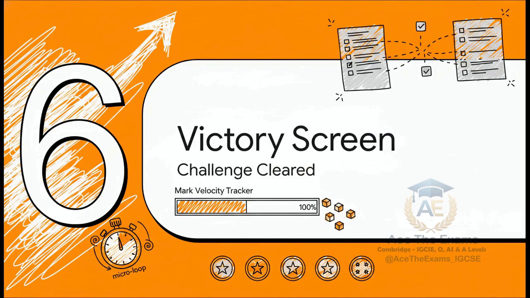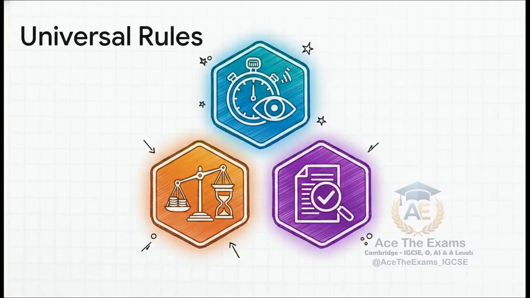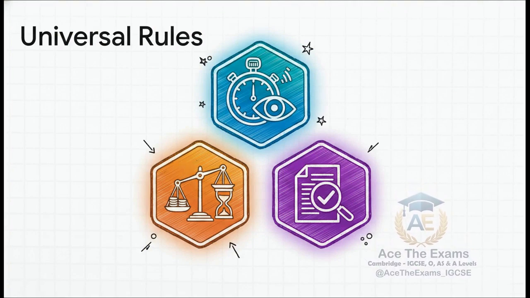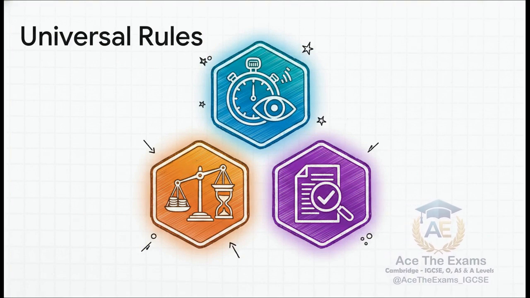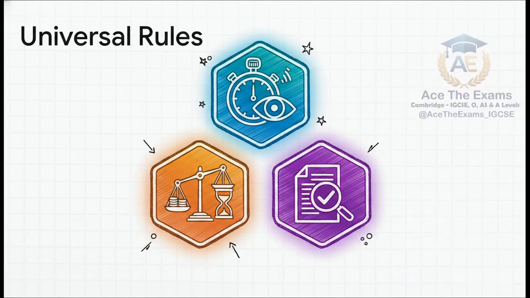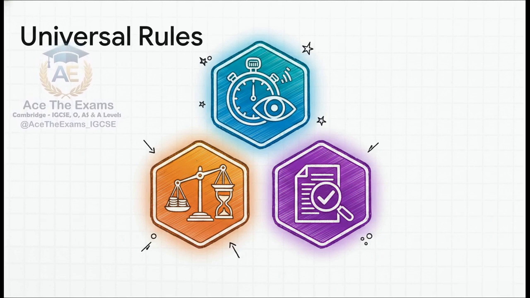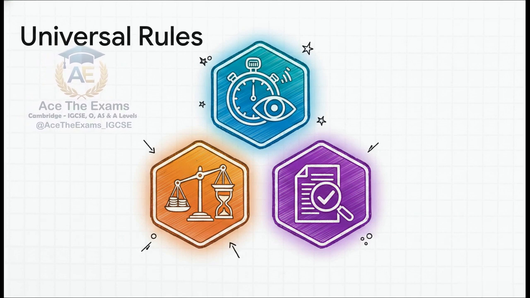Section 6. The victory screen. All right, Alex and Sam have adjusted their topic sentences, executed the PEEL structure, and we are watching their mark velocity tracker hit 100%. To ensure your success is repeatable across every single past paper, I am distilling today's session into 3 universal optimization rules. Rule number 1, the 60-second command word scan. Never, ever start writing without knowing exactly what the verb is asking you to do grammatically.